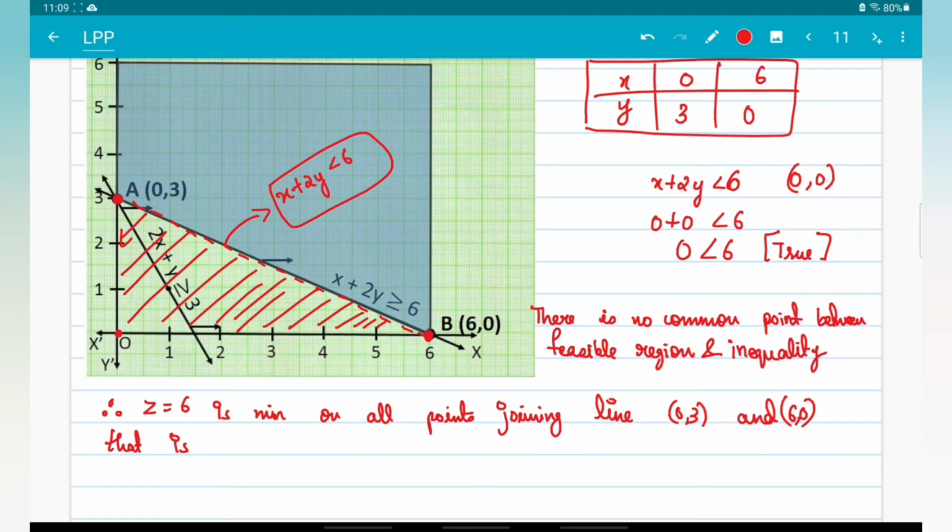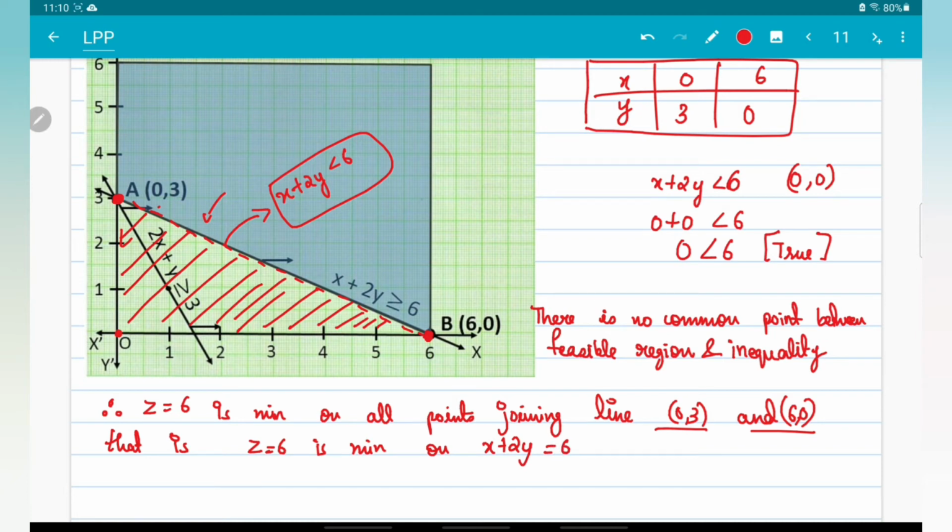So we can say that our earlier answer is our final answer, that is, z = 6 is the minimum on all points joining the points (0, 3) and (6, 0). That 6 is our minimum value, and it is minimum at all the points on this line joining points A and B. That means z = 6 is the minimum on x + 2y = 6. So this is our final answer.